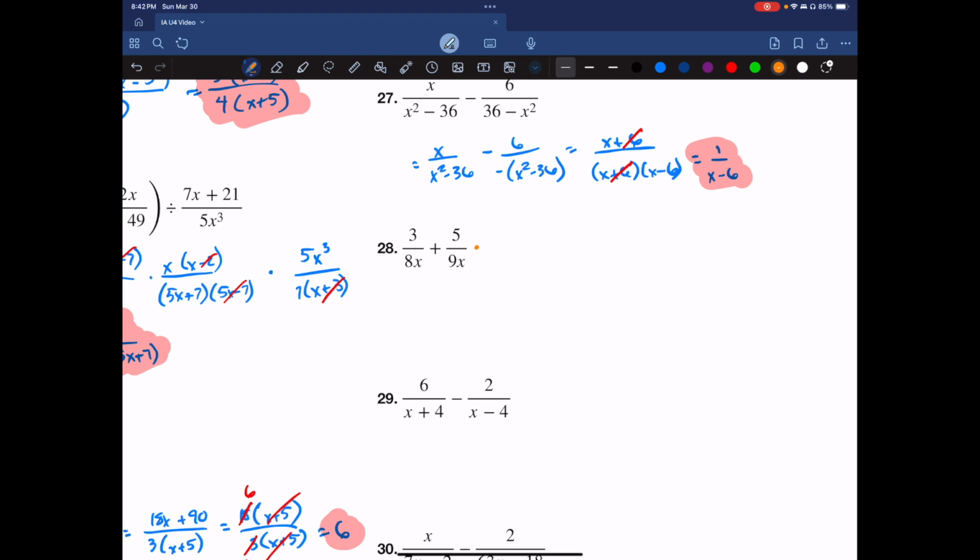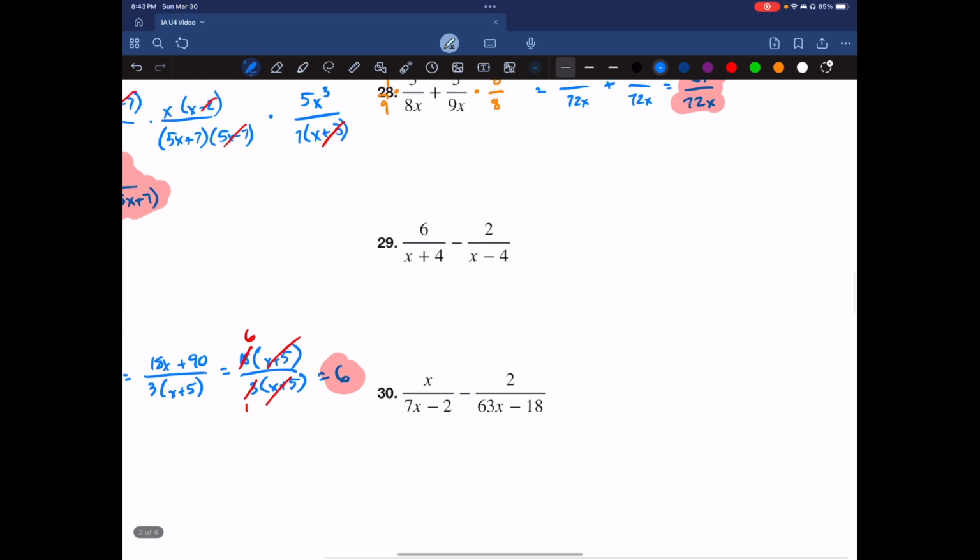So the left fraction needs an 8, so I'm going to multiply by 8 over 8. The right fraction needs a 9, so I'm going to multiply by 9 over 9. That's going to give me the denominator that I want, which is 72x. So that's going to be 72x. 9 times 3 is 27, plus 8 times 5 is 40. 27 and 40 is going to be 67 over 72x. And that won't factor. So that is my answer. You can't simplify that any further.